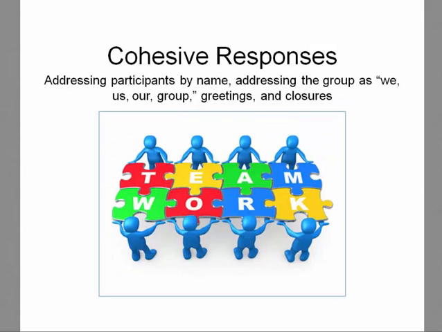Okay, and then cohesive responses. Cohesive responses are addressing participants by name, addressing the group as we, us, or our group. Greetings and closures are part of cohesive responses. In other words, it's being a little personal with your classmates and your teacher, so that there is that personal connection along with the educational connection that we have going.